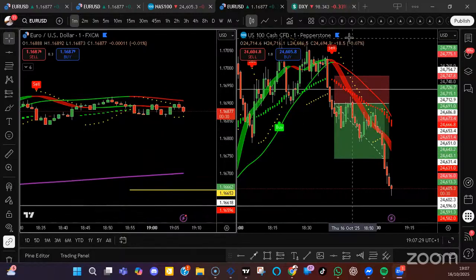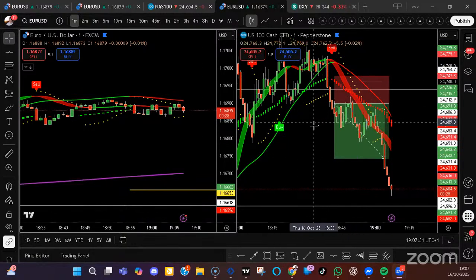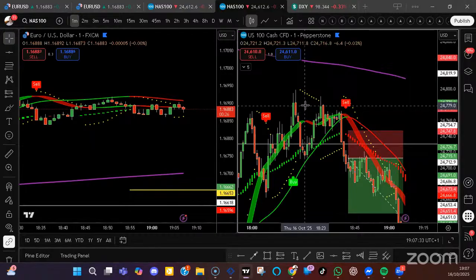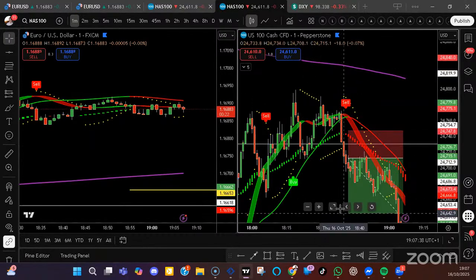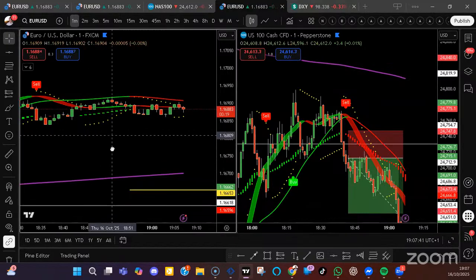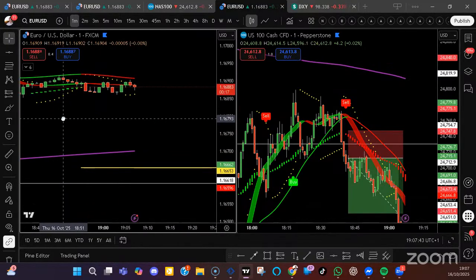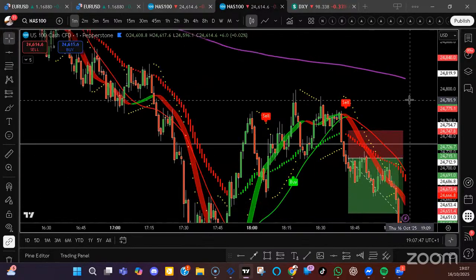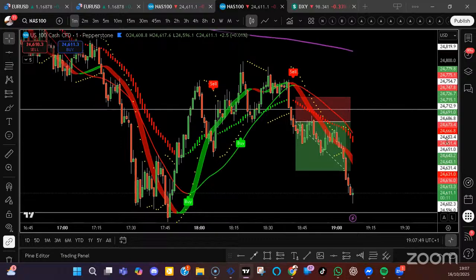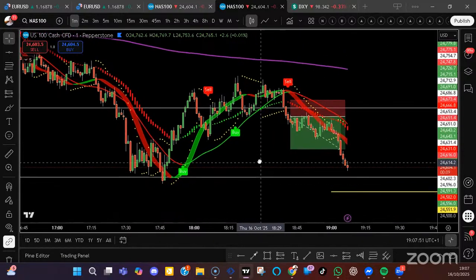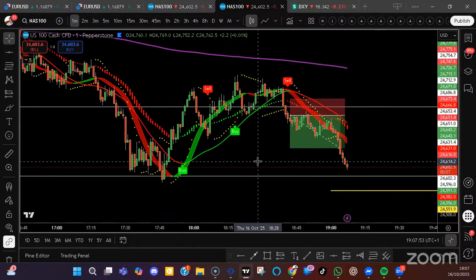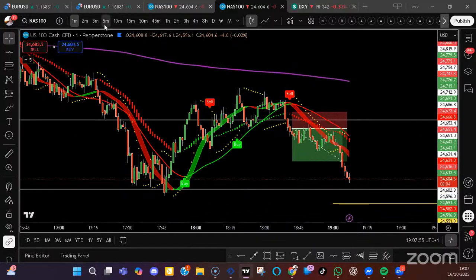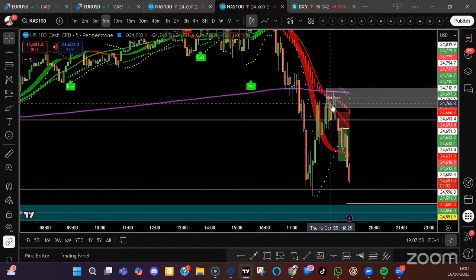So as you can see, that sell was successful by waiting for price to get into this. EUR USD isn't very exciting at all. I don't think that's doing nothing really. It's just going sideways. So we'll concentrate more on the NAS100. As you can see, price went into the sell zone.